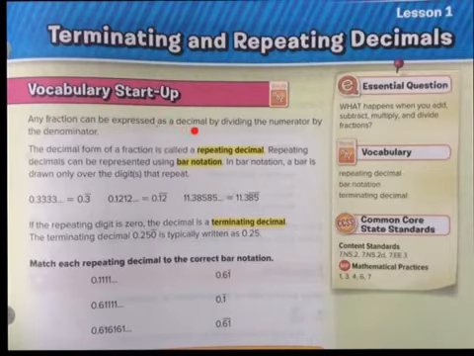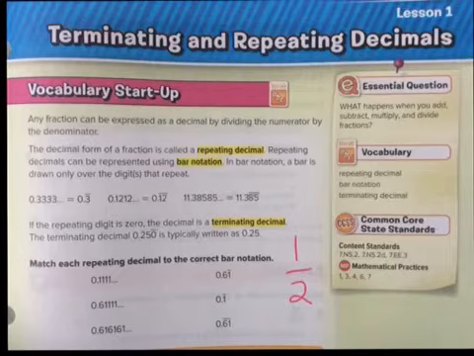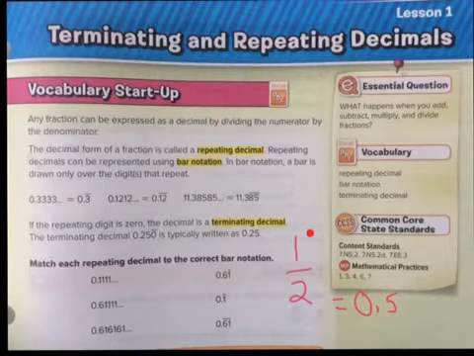Any fraction can be expressed as a decimal by dividing the numerator by the denominator. So what they mean by that is if you have 1 over 2, you simply divide the 1 by 2. So let's say I have 1 over 2, that's a fraction. I simply divide the 1 by 2, and that's going to give me a decimal, and you know that that will be 0.5, right? So that's what they're saying here. Any fraction can be expressed as a decimal by dividing the numerator by the denominator, okay? As you see right there.